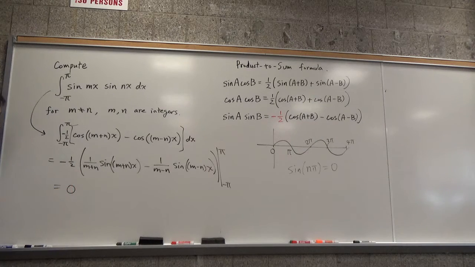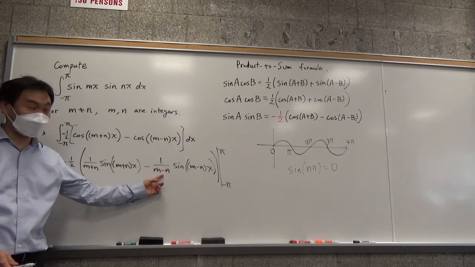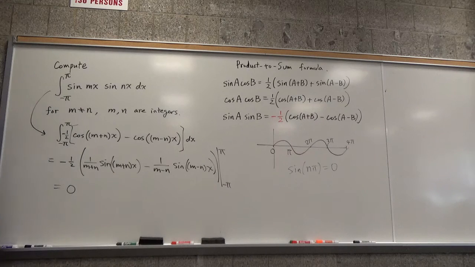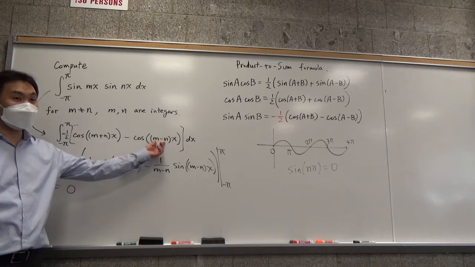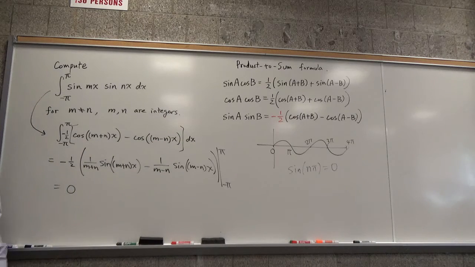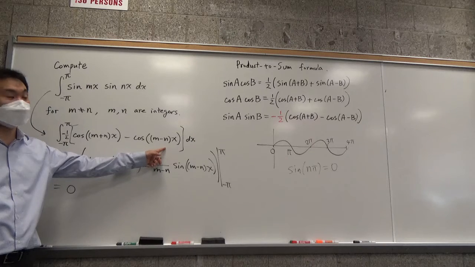So this will be 0. Now, question. Why is it important that you need m not equal to n? You have to divide by 0. Because then this will become 0, the division by 0. So another question that naturally arises is, what should you do when m and n are equal? Then you get cosine 0, right? What's cosine 0? 1.